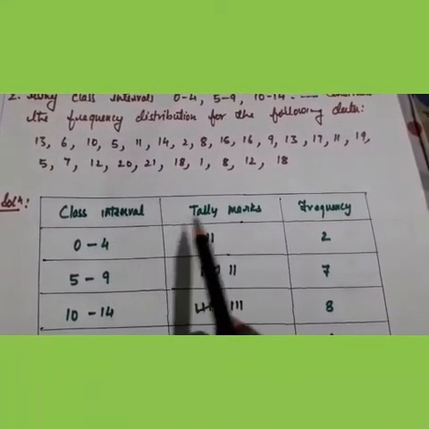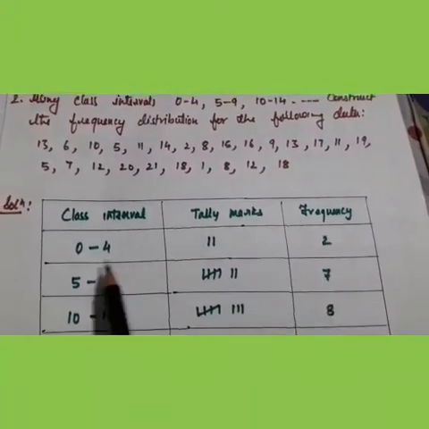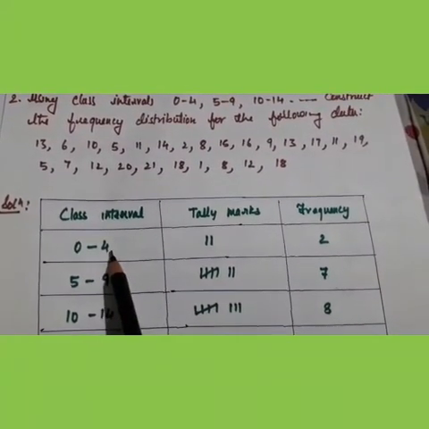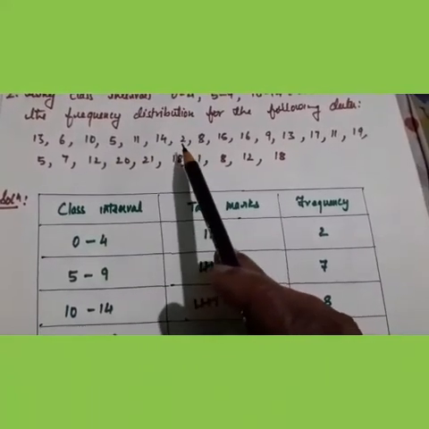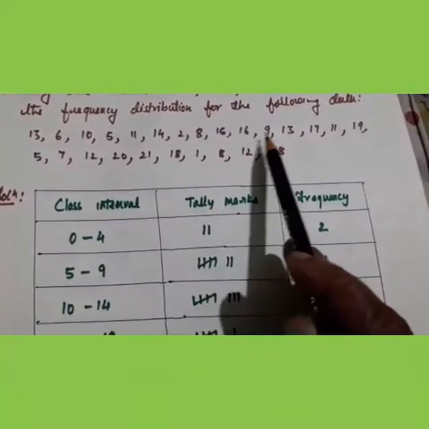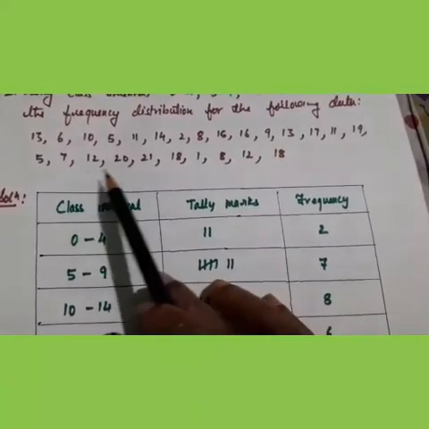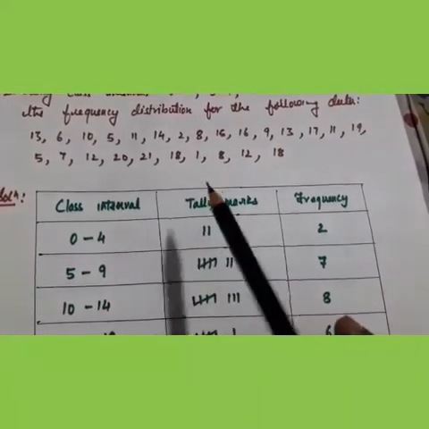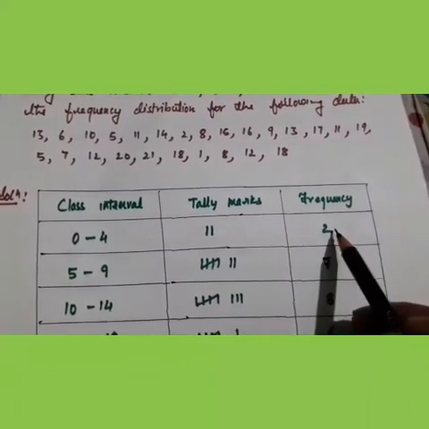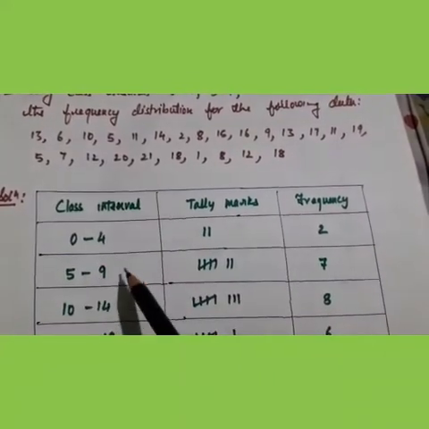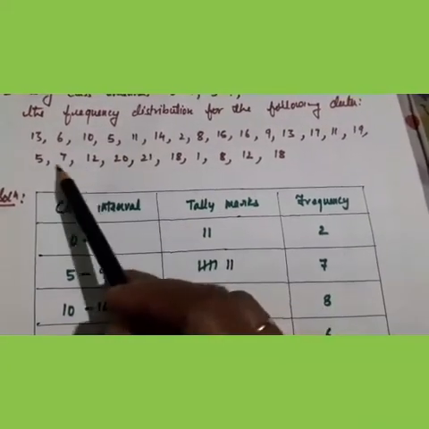So we take the class interval, tally marks and frequency. Now in the group 0 to 4, what do we find? How many numbers are there? So here you see 2 is there, then we have 1 is there, therefore frequency will be 2. Now for the group 5 to 9, let us see how many numbers are there.